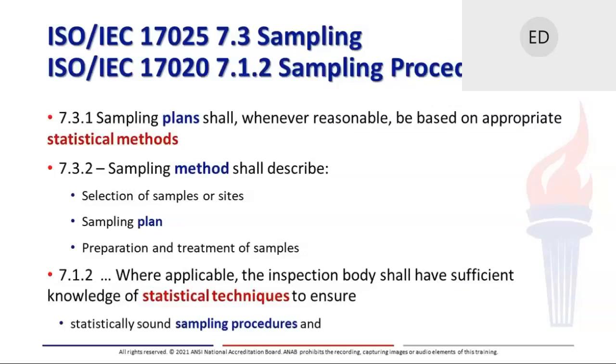Sampling comes in numerous aspects of the types of tests or inspections or calibrations that we perform. And there are several requirements, both in 17025 and 17020, that asks us to have sampling plans and have these plans based on statistical methods, to have sampling methods for how we select samples. And again, part of our method is our sampling plan, as well as to use statistical techniques for our sampling procedures. So let's look at sampling.